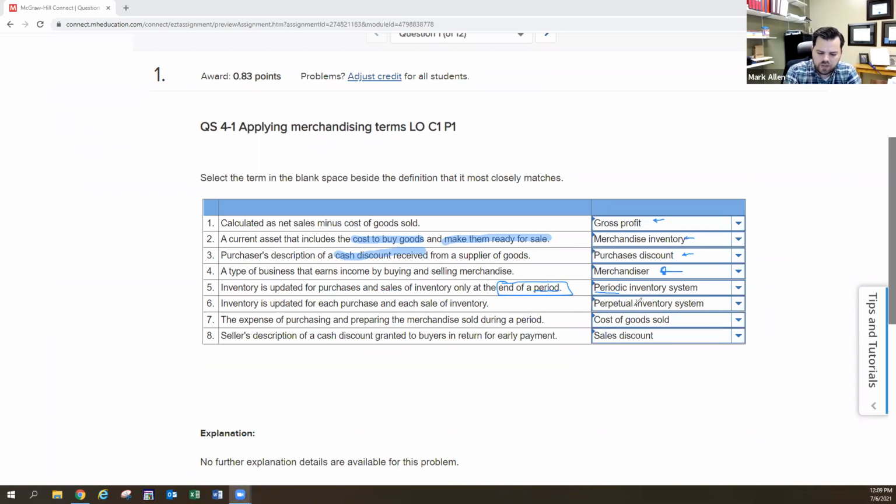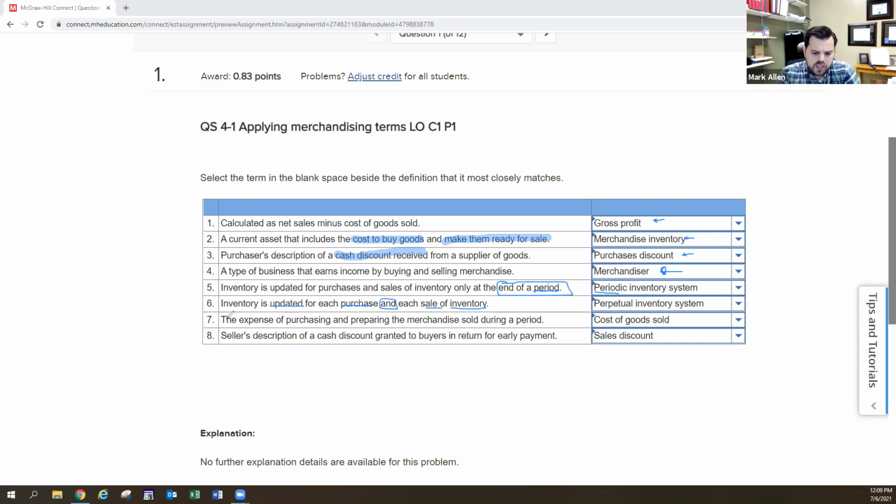A perpetual inventory system, on the other hand, updates our inventory records for each purchase and, once again, those sales on the day that the transaction occurs, right? So as this is actually happening, it's perpetual, it's consistent, right? So this is happening over and over and over.